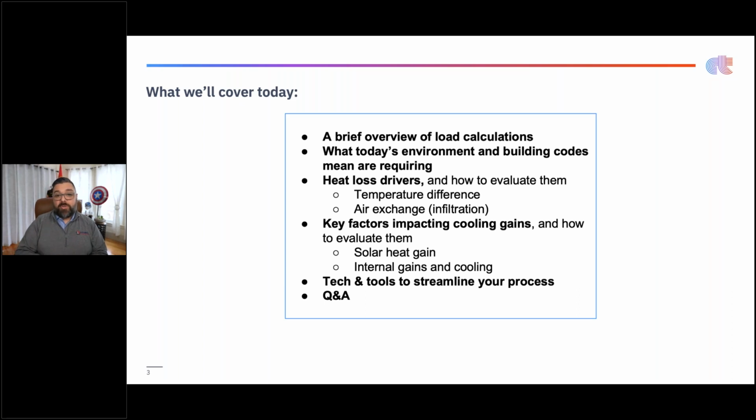And then we'll talk about the cooling side, because there's two other things that impact the cooling gains the most, solar heat gain and internal gains. And then we'll talk a little bit about the technical side. We're going to talk about Manual S and particularly selecting equipment using Manual S for variable speed heat pumps and for air conditioners. Please, like Shelby mentioned, Q&A.